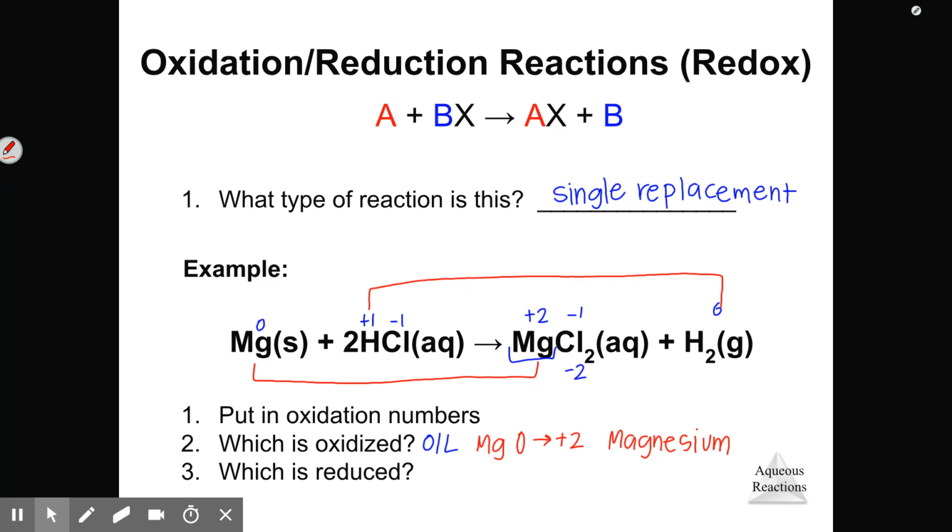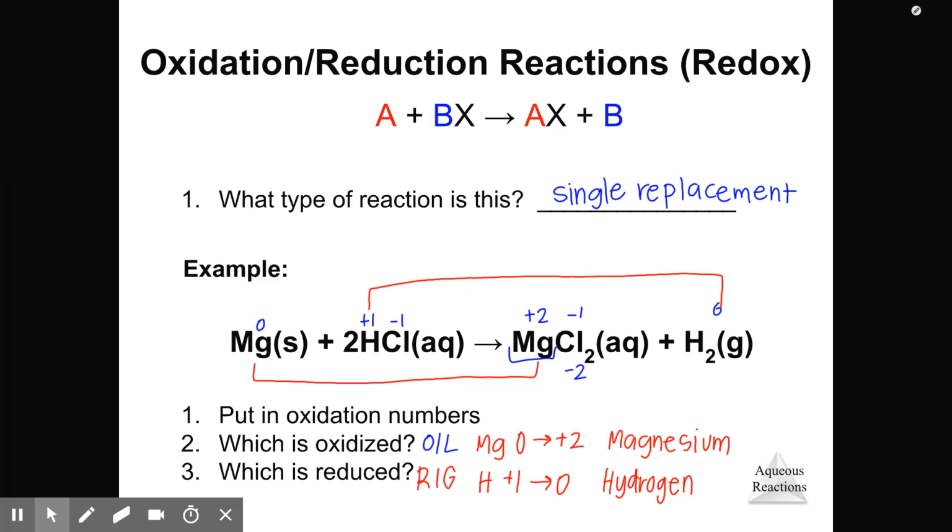And then which one is reduced? Reduction is gain. That's our Rig part. So if we look at our hydrogen, it's going from +1 to 0. So when we gain an electron, we become more negative, or we lose a charge. So our hydrogen is the part of our equation that's being reduced.